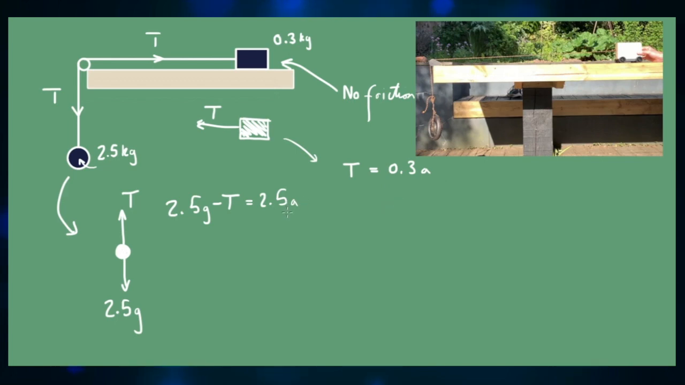Now, if I combine these two equations, if I add them together, I end up with 2.5 G equals 2.8 A. So if I divide 2.5 G by 2.8, I get an acceleration value of 8.75.